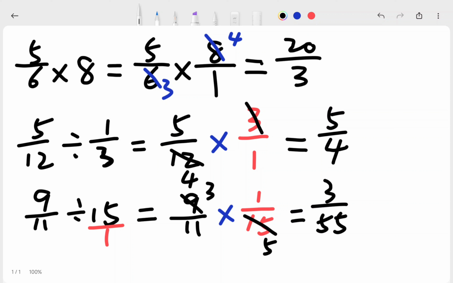So, you have learned to multiply and divide fractions today. The key is to always try to simplify as soon as possible.